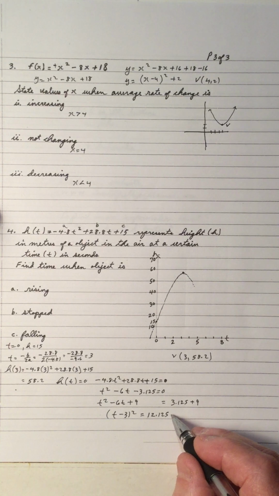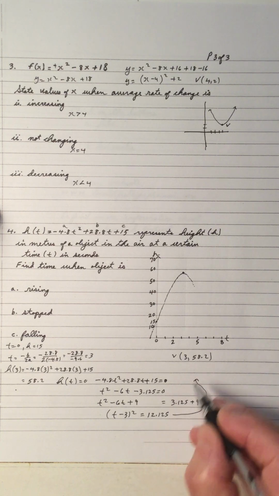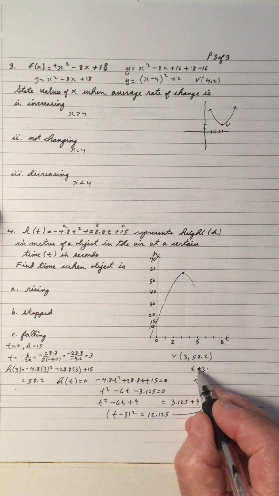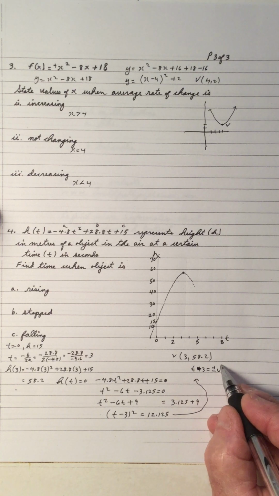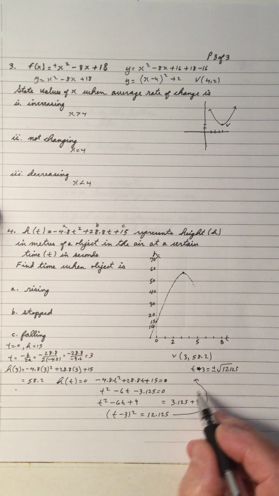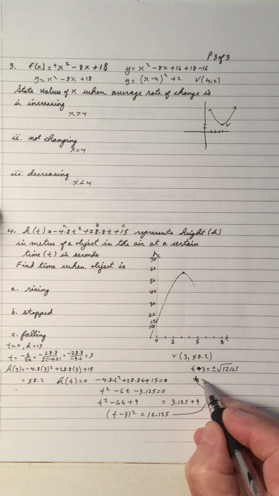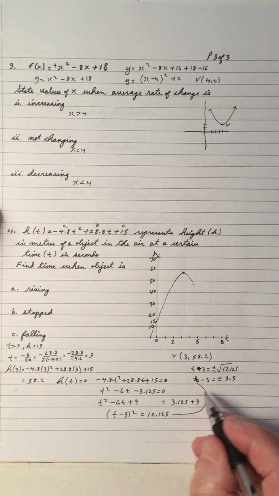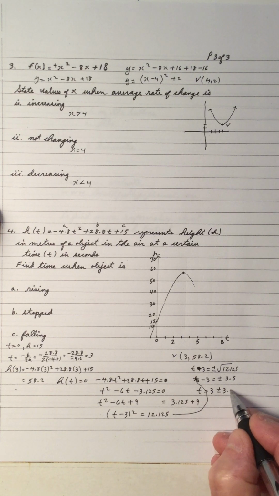So I'm going to finish this off now. Notice that t minus 3 is equal to plus or minus the root of 12.125. So I'm taking the square root of both sides, but I get a plus or minus. So t minus 3 equals plus or minus, and this is going to be approximately 3.5. So that means that t is equal to 3 plus or minus 3.5.